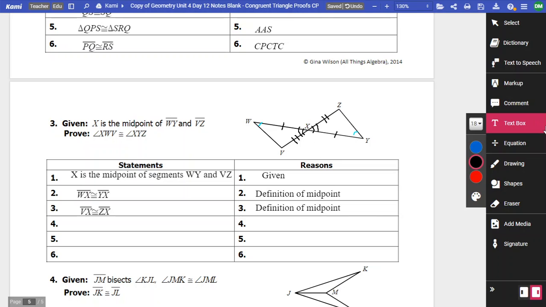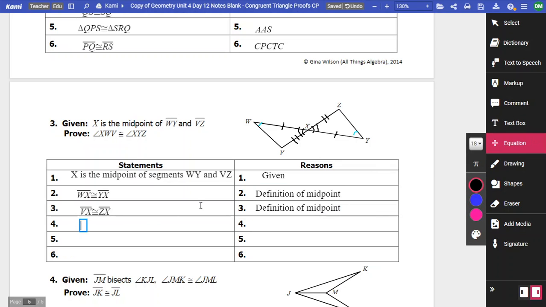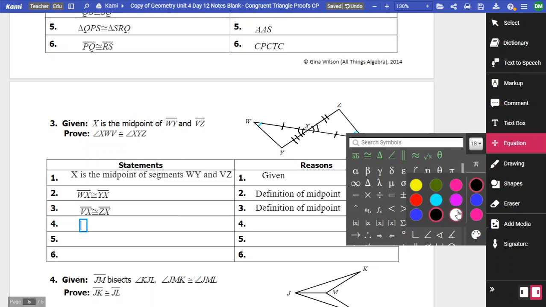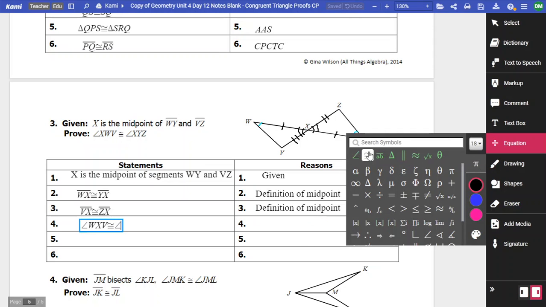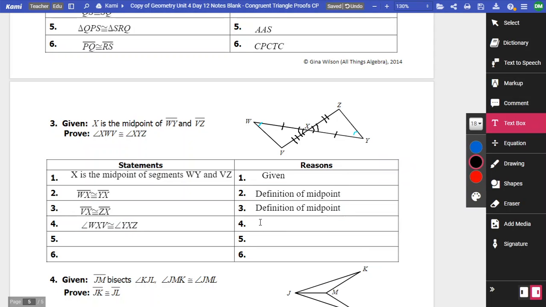Then we've got our vertical angles here, so I guess we better put that in. So we've got angle WXV is congruent to angle, let's see, that's a Y over there, so YXZ. And this was by vertical angles.